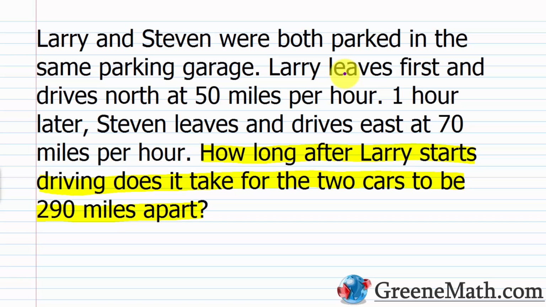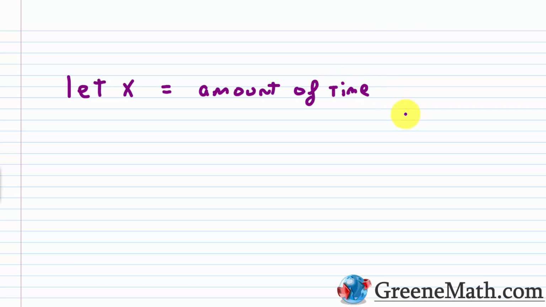Okay, so let's go down here to a fresh sheet. And I'm just going to say we're going to let X be equal to the amount of time, and I'm just going to put for Larry. Okay, and we know what that means. It's going to be specifically in hours, and it's going to be the amount of time that Larry drives for before, again, the two cars are 290 miles apart.